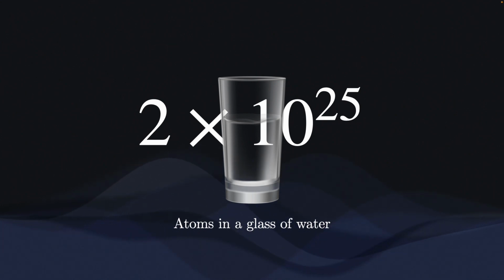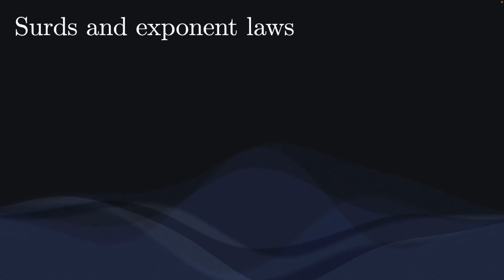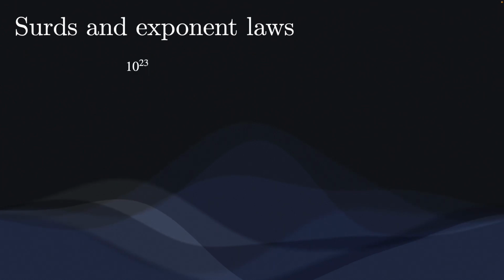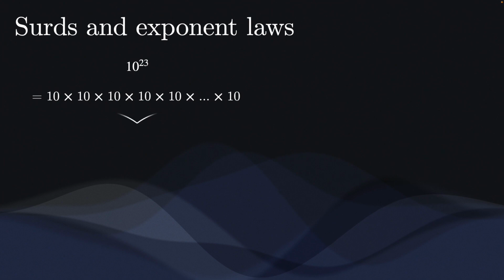How do exponents actually work? Moving on to surds and exponent laws. Now, what does an exponent actually mean? What is a power of something? Before we had 2 times 10 to the power of 25, let's do a little example of 10 to the power of 23. What does that actually mean? That basically means we get 10, and we multiply 10 by itself 23 times.